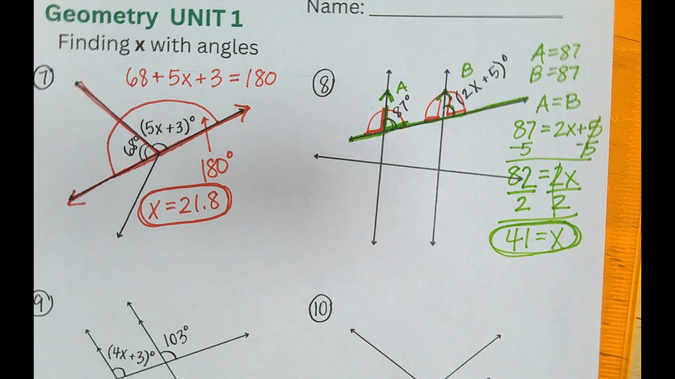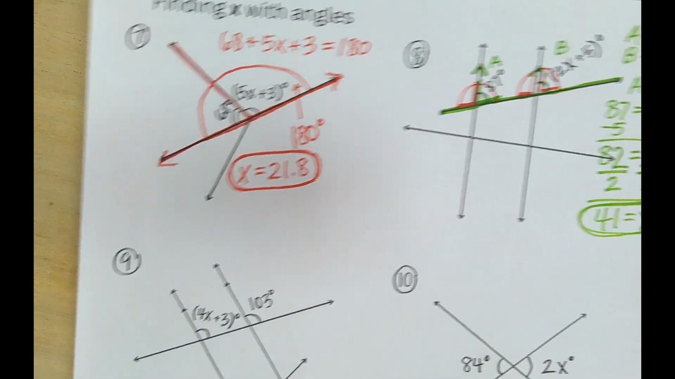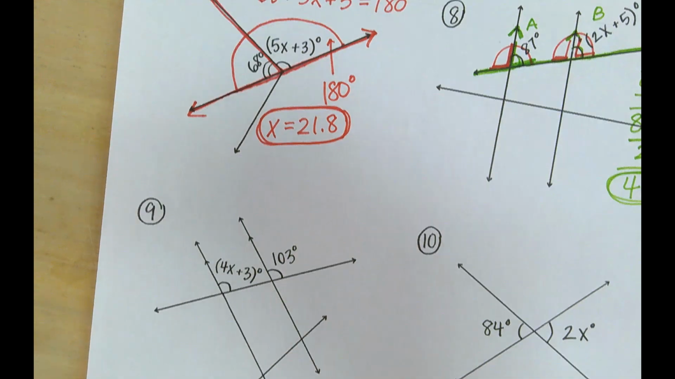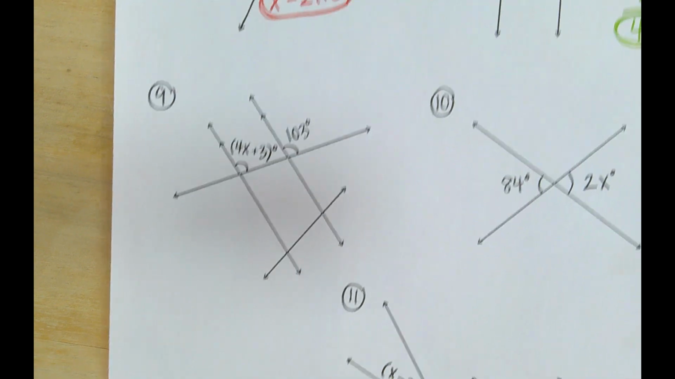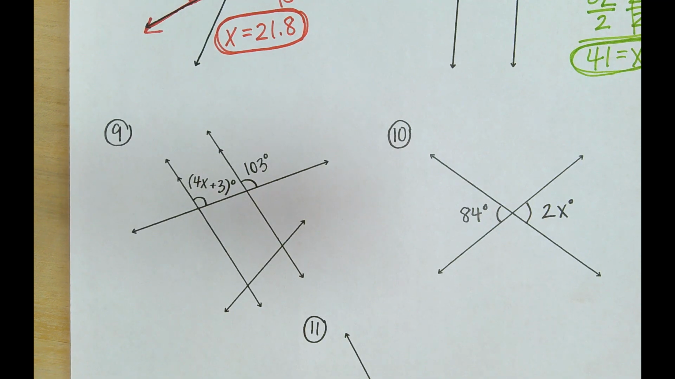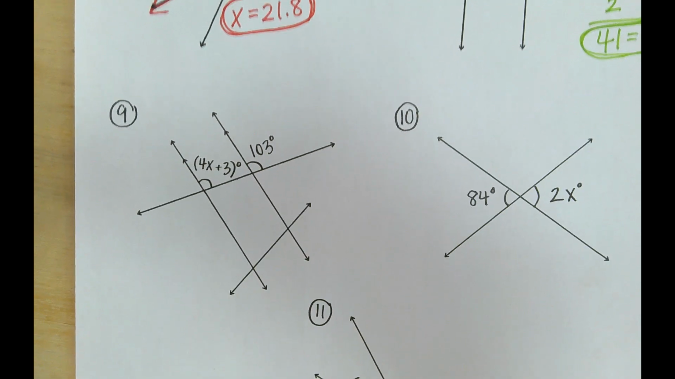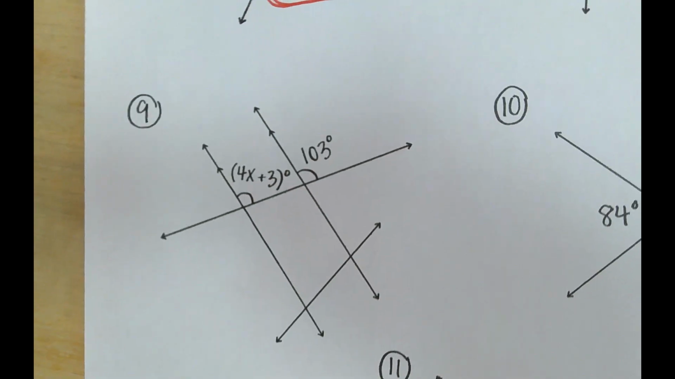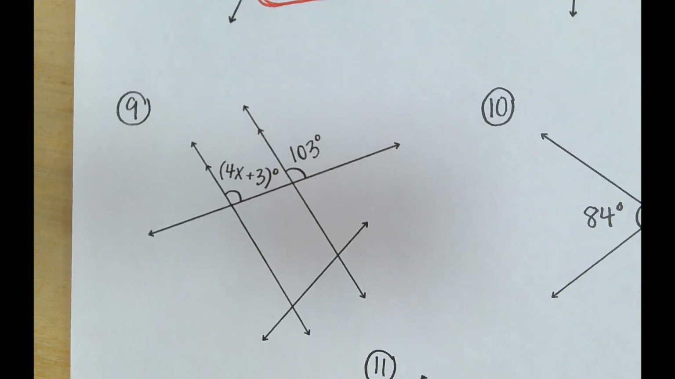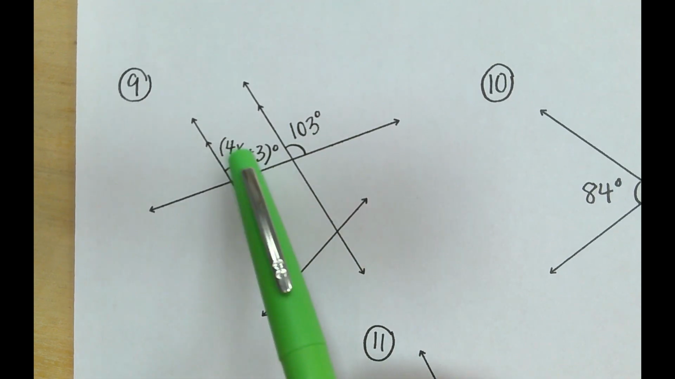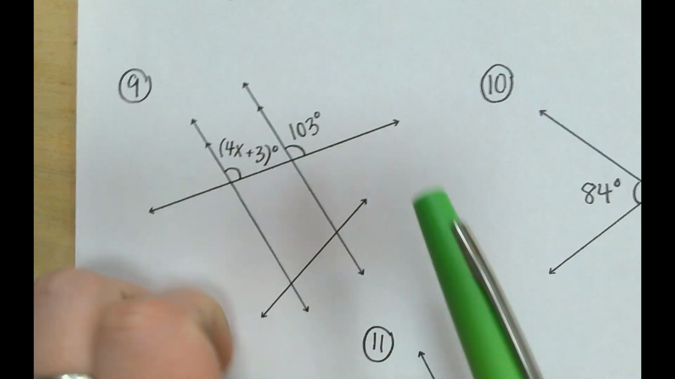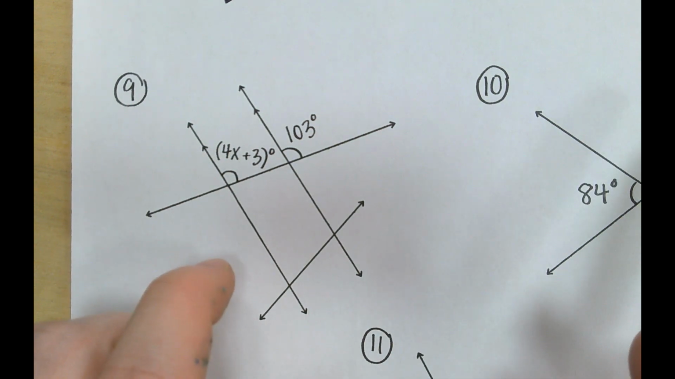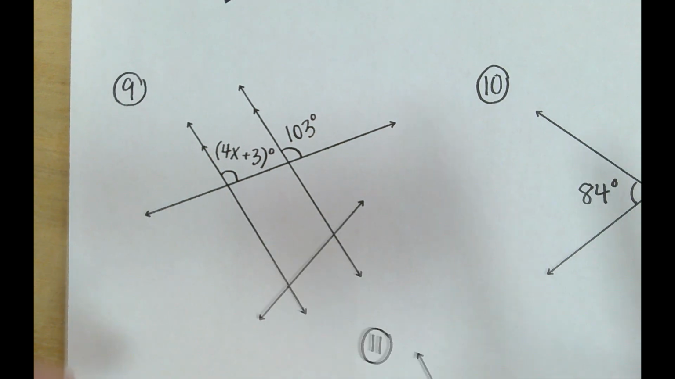We ready for 9? Okay, let's do number 9. So, number 9, what's going on here? It's the same thing. We've got another set of corresponding angles. So, what's the relationship between these angles? What's happening here? Yeah, they're equal to each other.